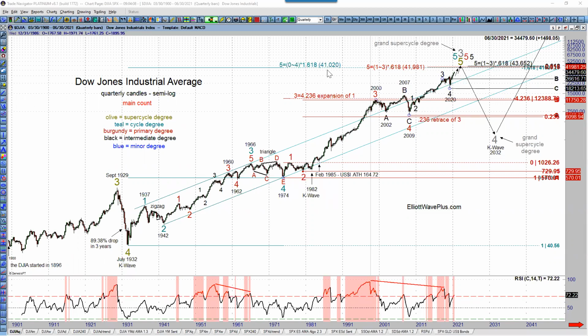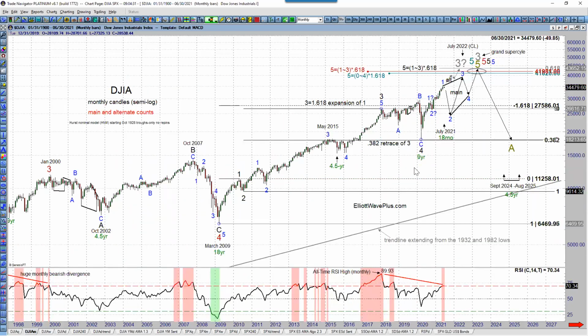And the Fibonacci target range for that top is between 41,020 and 43,652. So there's the target range that hasn't been hit yet. And so the challenge, once again, as it has been for weeks on end and months on end, is how are we going to count 5 waves up from the March of 2020 low into that target zone? And in my opinion, there's 2 ways to do it.